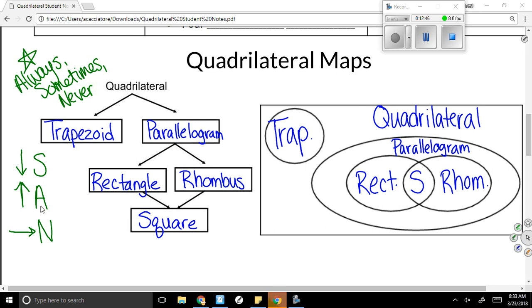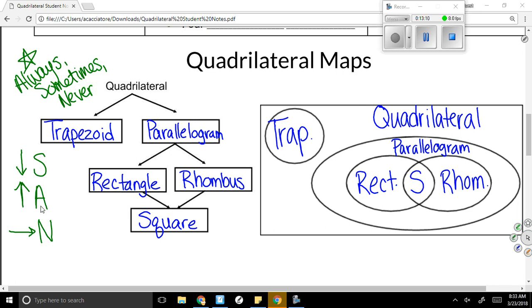So if the circle is completely enclosed in the bigger shape, for example, because that rectangle circle is found inside the parallelogram circle, I know that a rectangle is also a parallelogram. I also know that all of these shapes are quadrilaterals because they're all in that really big square. So these are just some visual aids that we can use to help us understand how our quadrilaterals are related to each other.